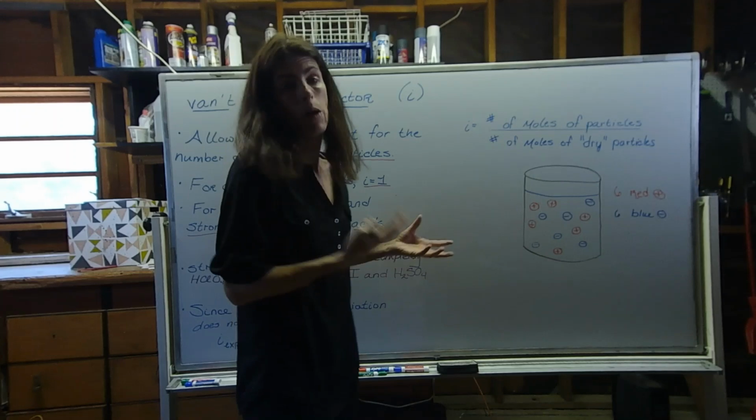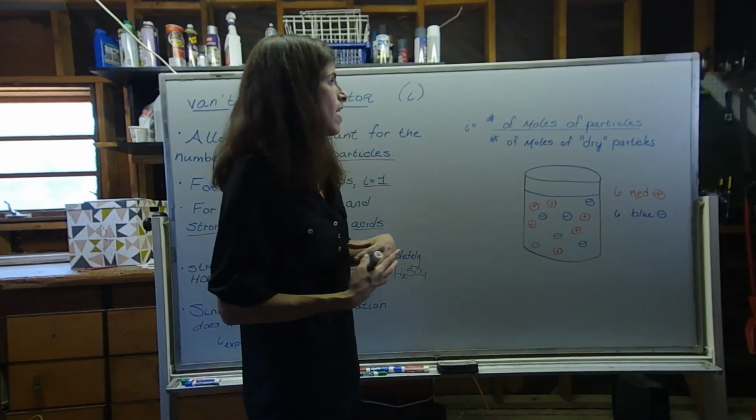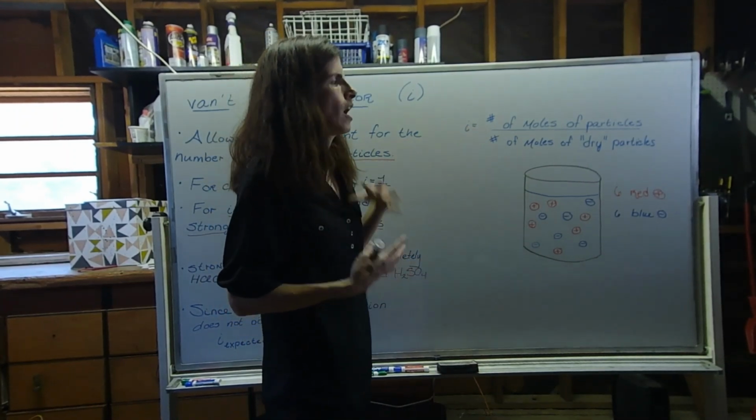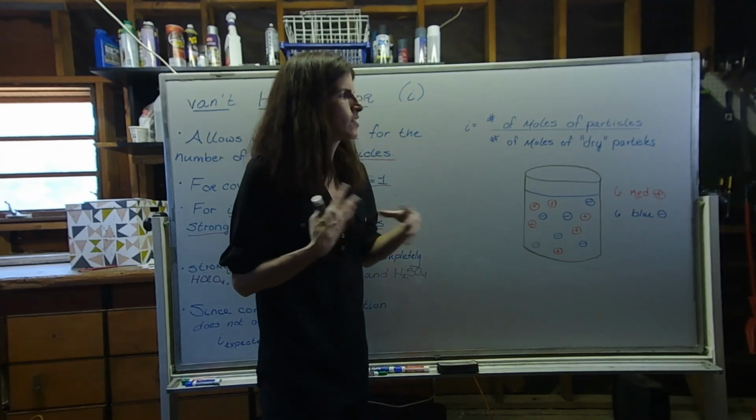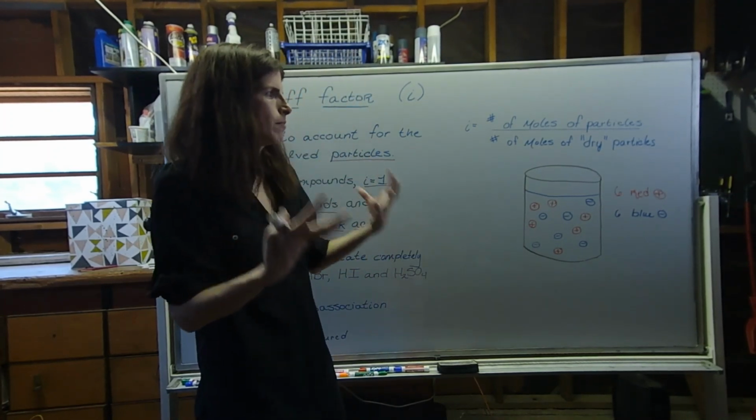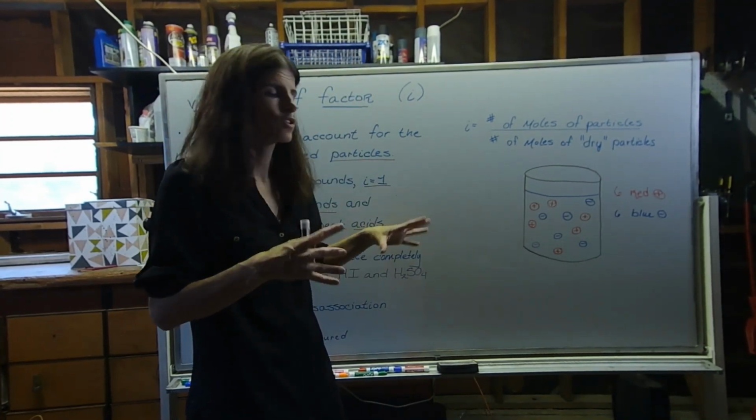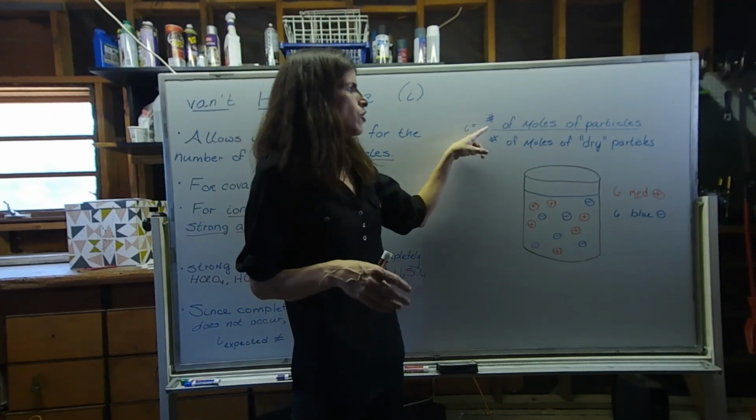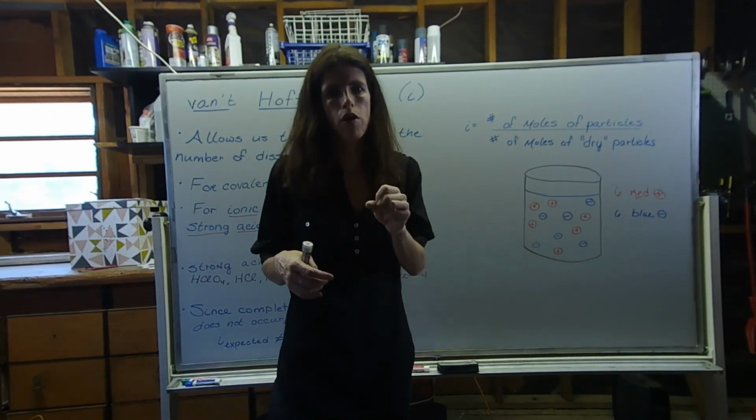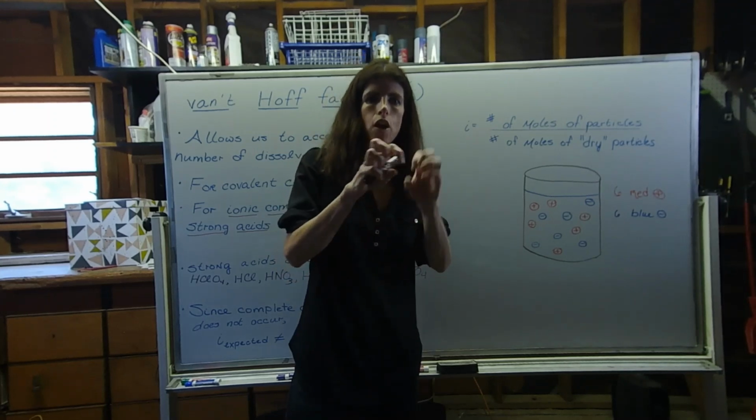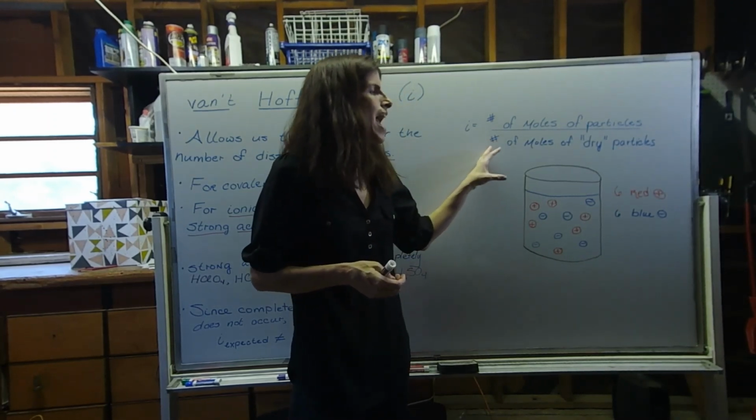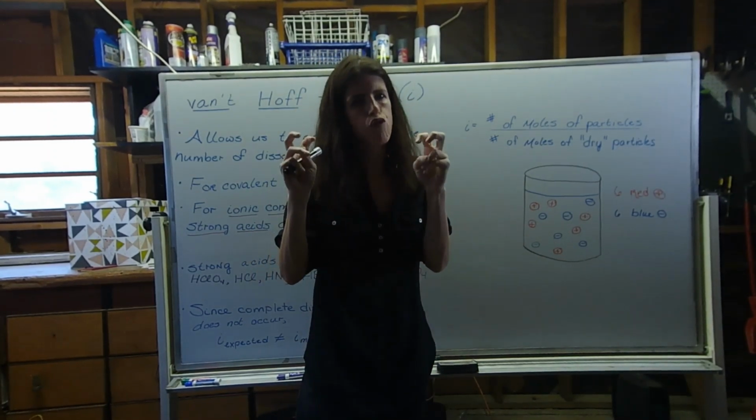One of the formulas that we can use to help us get at the i value is this one that I wrote right here. It's something that I came up with to wrap my head around what's going on. And it works all the time. You're going to take the number of moles of particles that are in that aqueous solution and divide by the number of moles of dry particles.